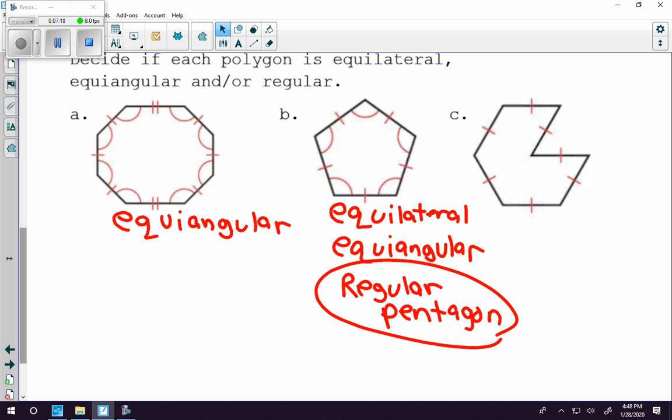Okay, in part C, if I counted that right, it's a heptagon. 1, 2, 3, 4, 5... There's 7 sides. It has 7 sides, so it's definitely a heptagon. And as I'm looking at this heptagon, it's definitely equilateral.